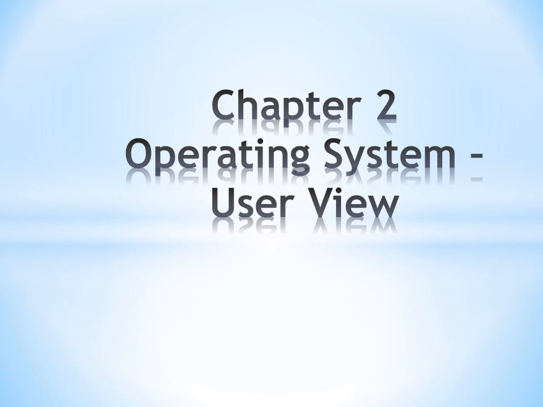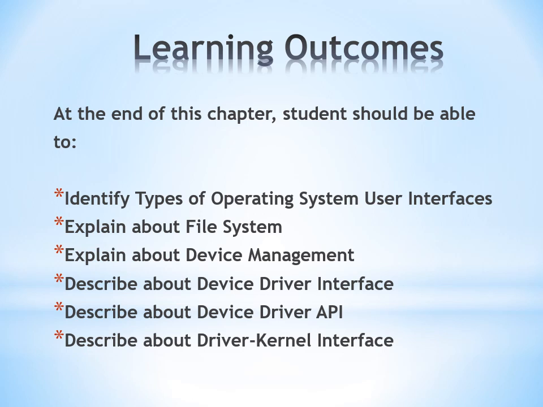Okay, so today we would like to present the topic on chapter 2 of operating systems, which is the operating system in the user view, whereby we will look at the operating system from the user perspective. At the end of this chapter, you will be able to identify the types of operating system user interface, explain how file systems work, and explain device management. You will describe the device driver interface, the device driver API, and also the device driver kernel interface.